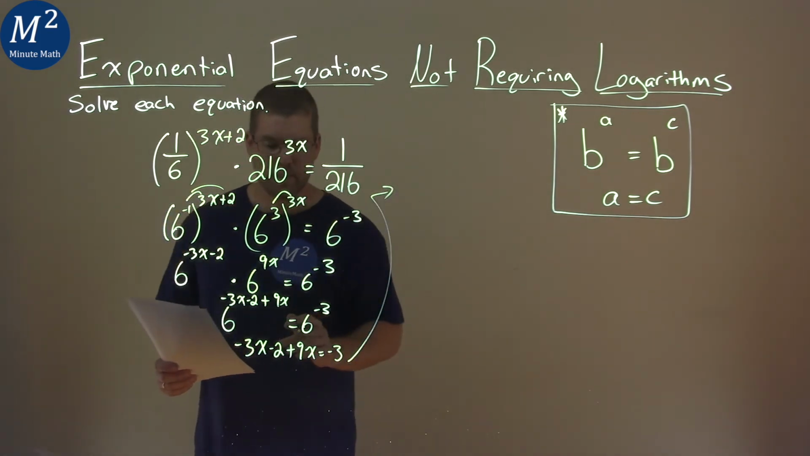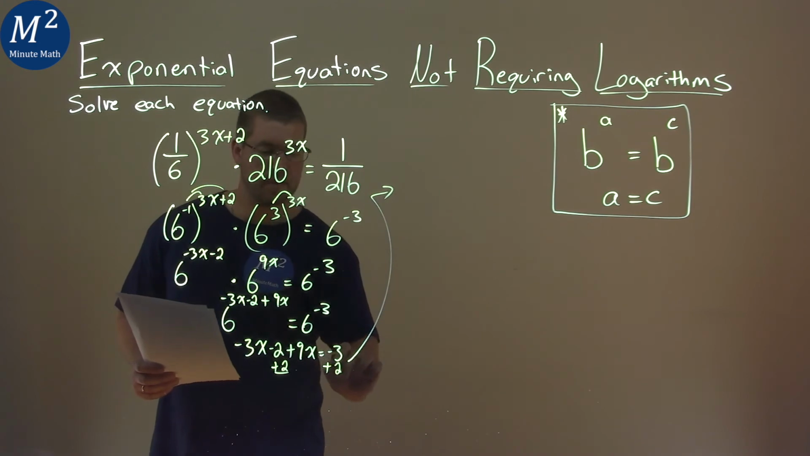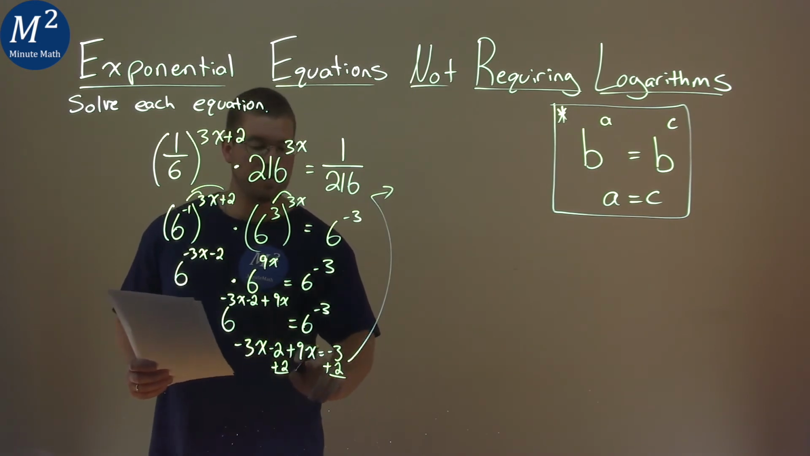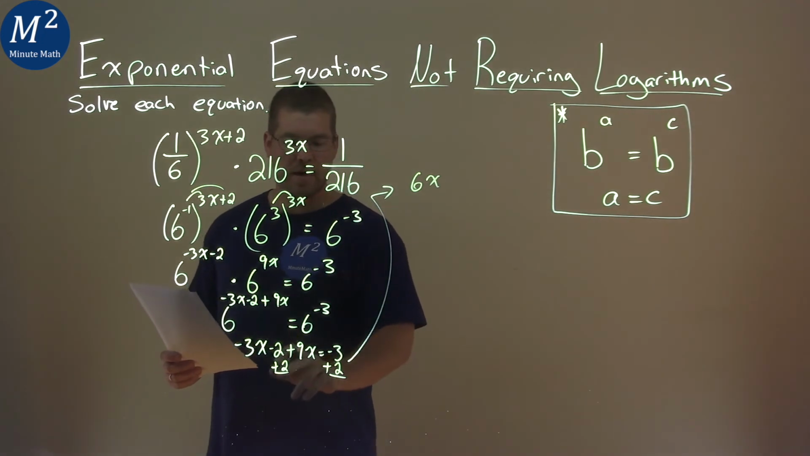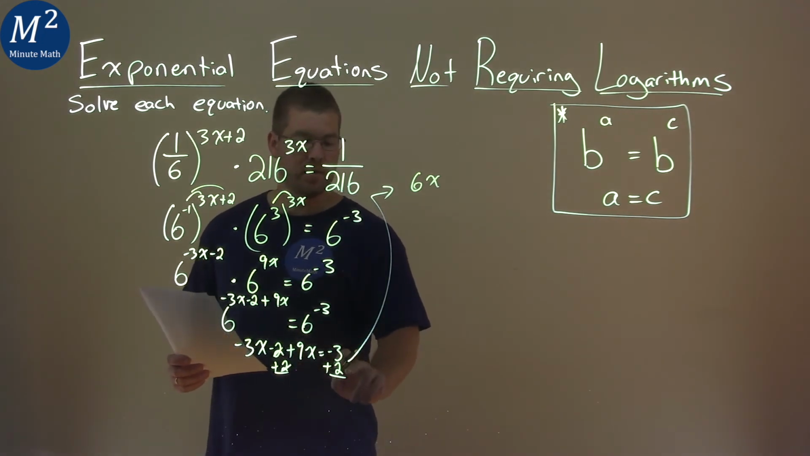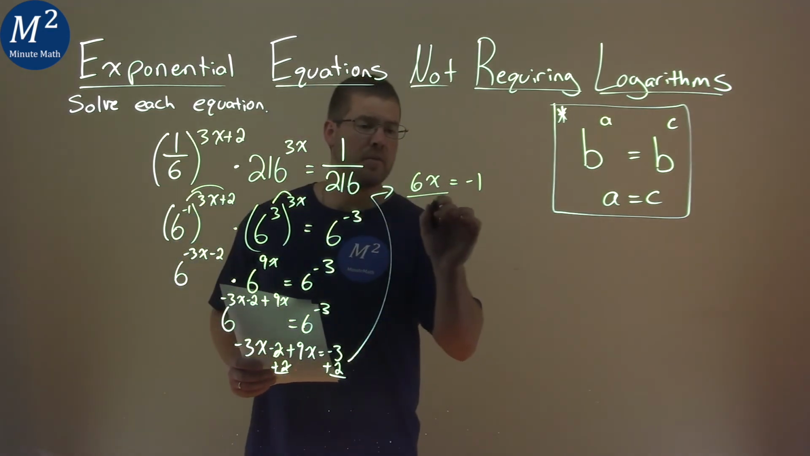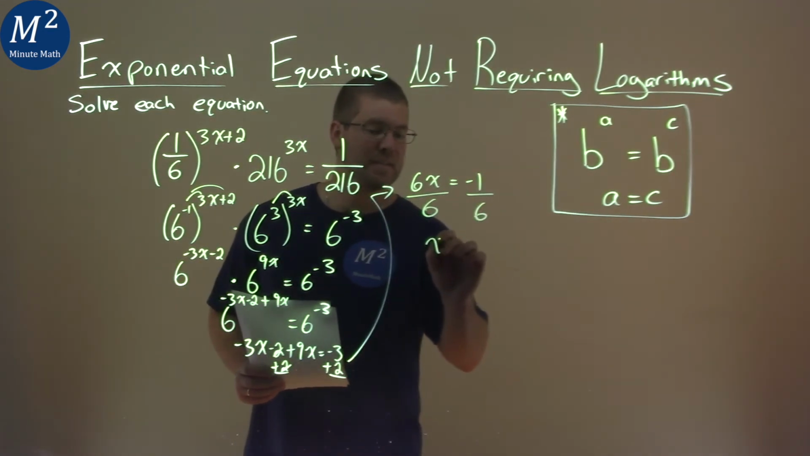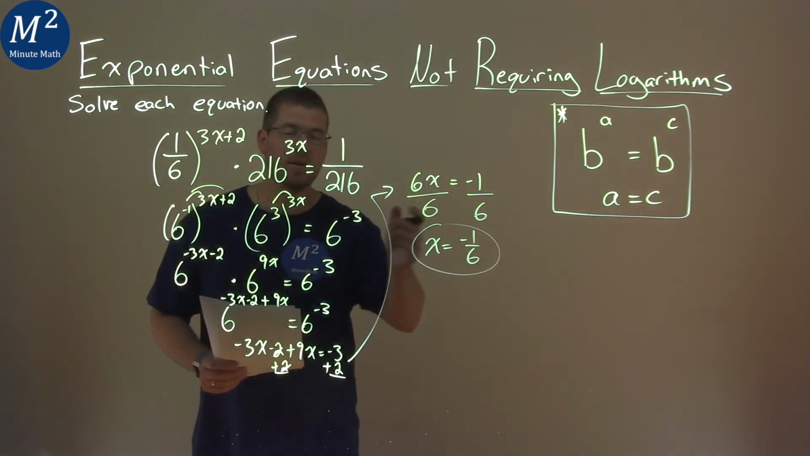Let's do that up here. Let me add a 2 to both sides. Okay, not forget that. -3x plus a 9x is a 6x right here. Add a 2 to both sides, that cancels. -3 plus 2 is a -1. Keep on going, divide both sides by a 6, and x equals -1/6. And that is our final answer.